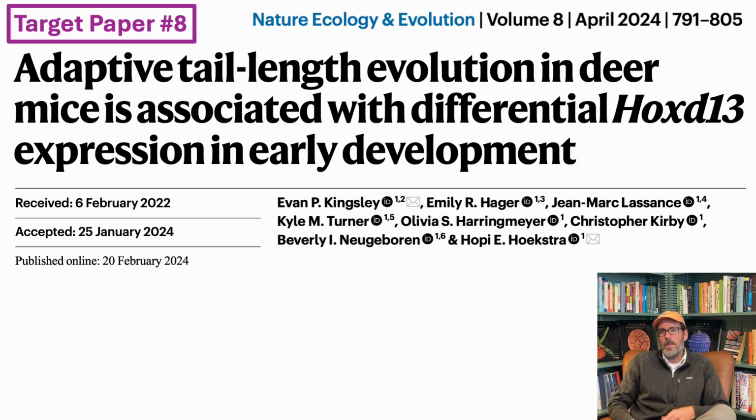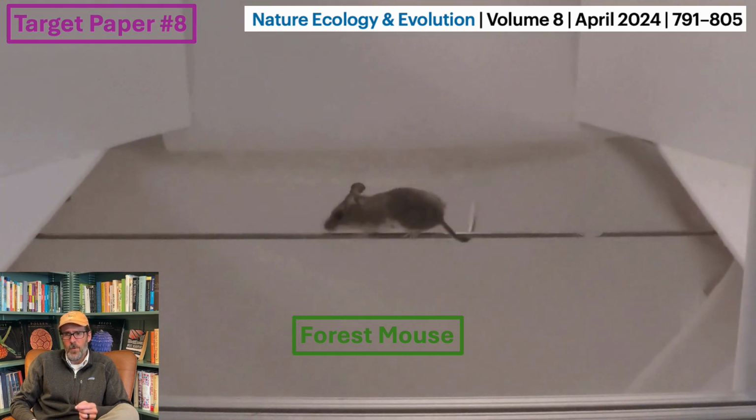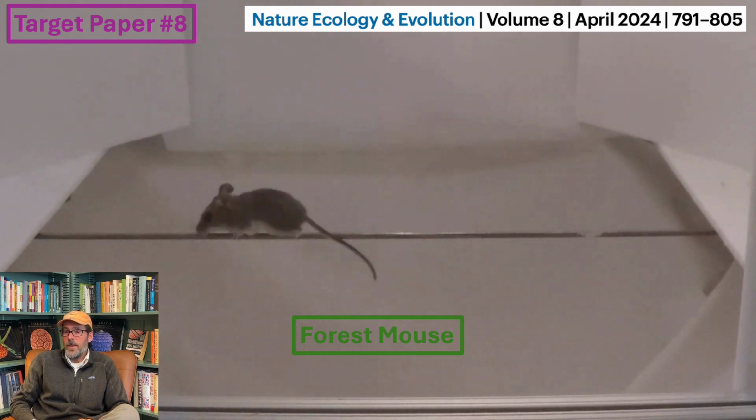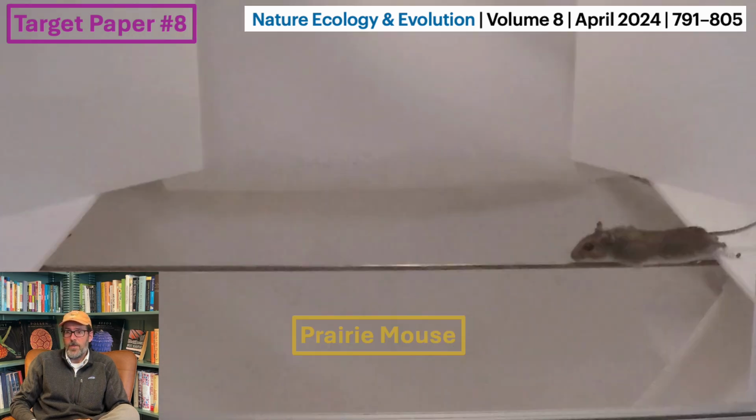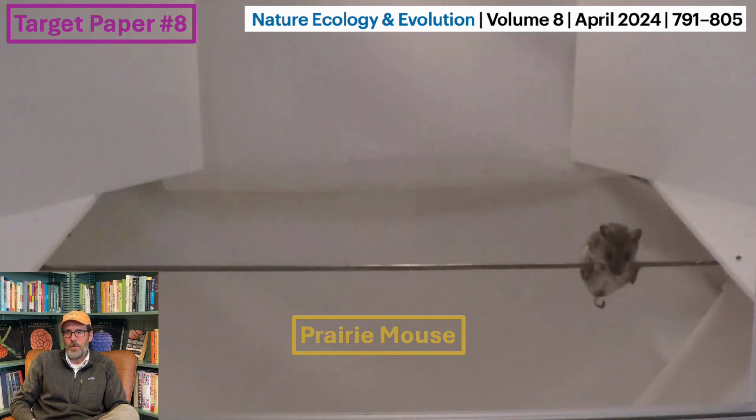But before we get into that, I thought I'd start with some fun videos that were part of the supplementary material in this paper. This is a forest mouse that's running across a wire, I guess you could say. Well, I'll just go back and we can watch. Well, I can't go backwards, but that was the forest mouse, and this is the prairie mouse trying to do the same obstacle course.